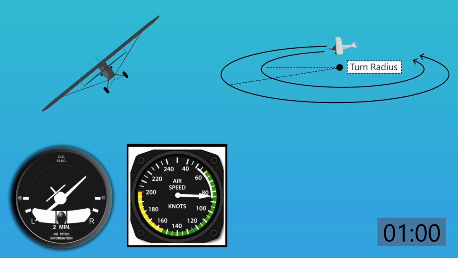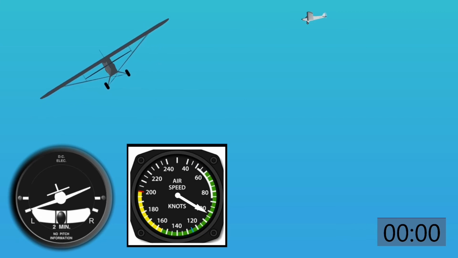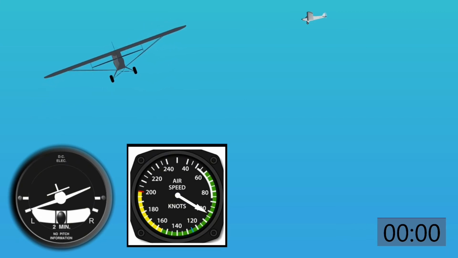Finally, let's say we want to decrease our turn rate and complete our circle in twice the time. This would be half the standard rate turn and would allow us to complete a circle in 4 minutes instead of 2, as in the standard rate. To do this, we would need to decrease our bank angle and increase our airspeed, as we see here. When this happens, our turn radius increases as we have a looser turn that takes up more airspace during our turn than we would have in a standard rate.